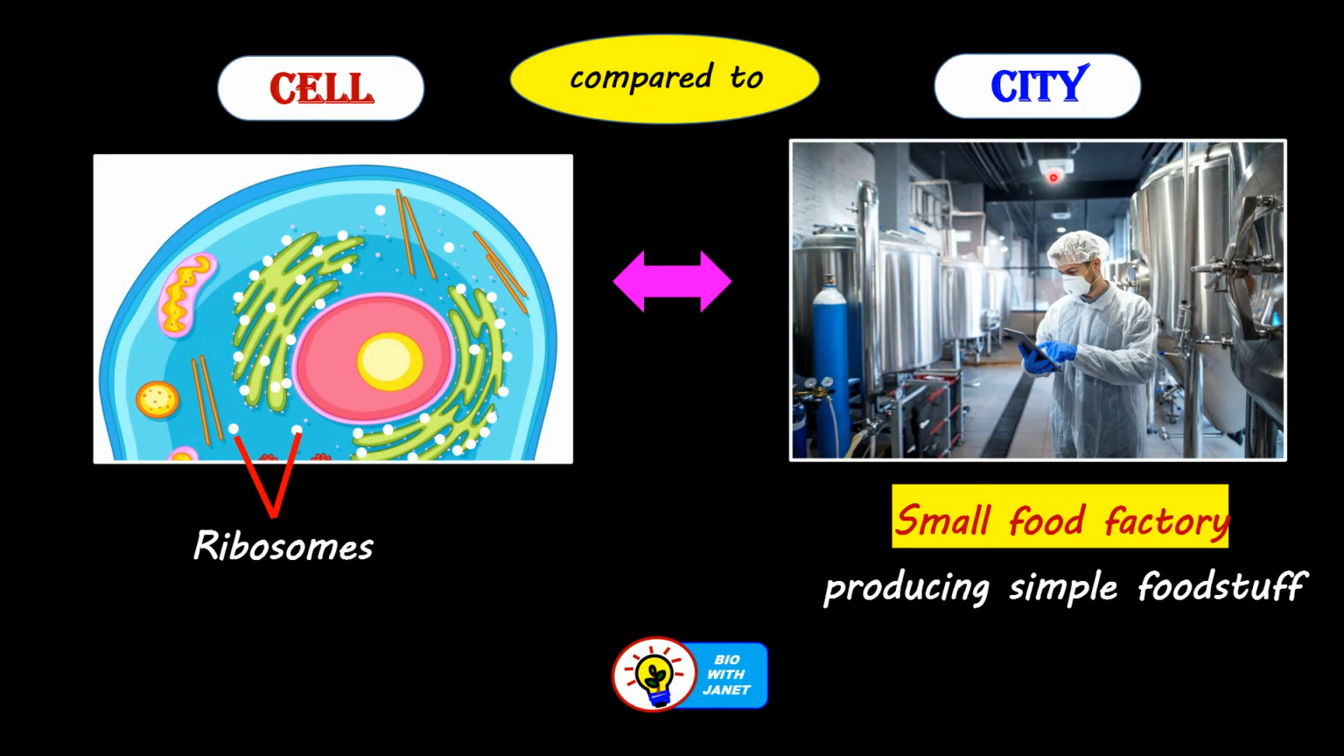If we compare a cell to a city, the ribosomes in the cell can be likened to small food factories that produce simple foodstuff like milk or cocoa powder, right? Because ribosomes produce proteins which later are sent to the Golgi apparatus to be modified into enzymes and so forth. So likewise, the small food factories will produce simple foodstuff which are later sent to the bigger factories to manufacture more complex foodstuff, like milk and cocoa powder being sent to produce complex foodstuff like chocolates, cheese, and so forth.